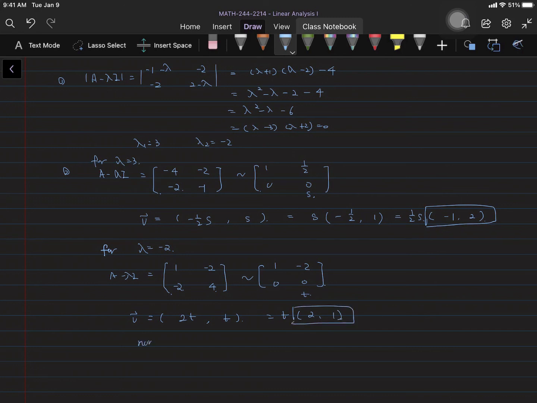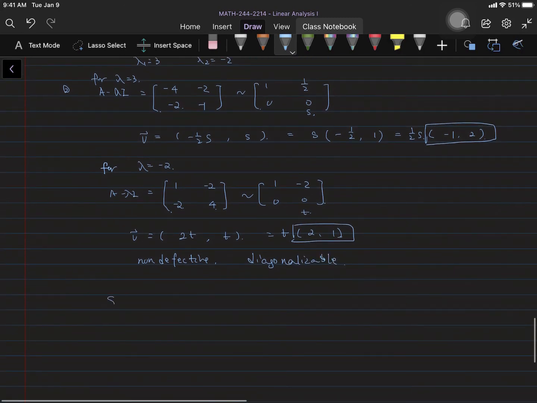And this is a 2 by 2 matrix with two distinct eigenvalues, definitely non-defective, diagonalizable. And what is S? I write the eigenvectors together: S equals 2, 1. And S inverse AS equals B. And what is B? B is a diagonal matrix with the eigenvalues in the diagonal positions, corresponding to the order of S. I need to write 3 here and negative 2 here. Okay, so that's all we need to know here.